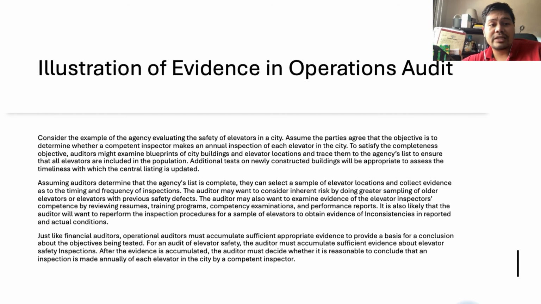So as you see in this scenario or illustration, the auditors were able to come up with some strategy in order for them to gather the evidences. So they make use of the list. From the list, they consider all the buildings. They also check the inspection made by the inspectors and also the new ones. Okay. And through that performance, the operational auditors must be able now to accumulate sufficient and appropriate evidence as a basis for them to provide a conclusion about the audit objective that they are performing. Or rather, provide a base for conclusion about the objectives being tested.